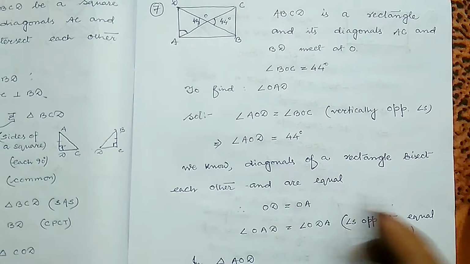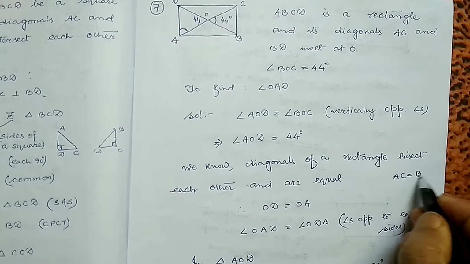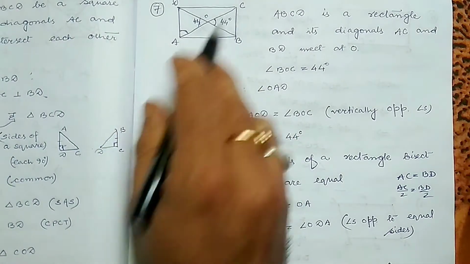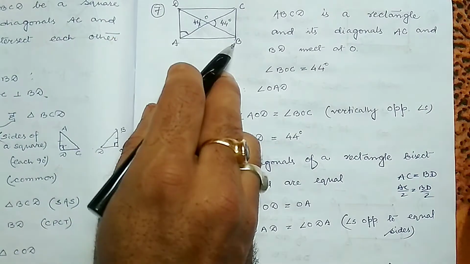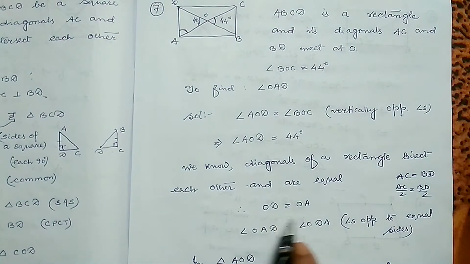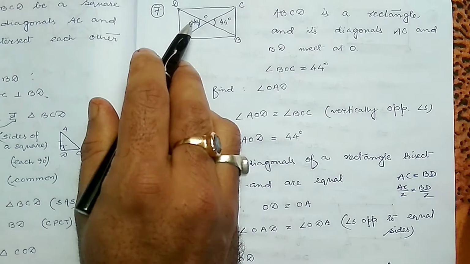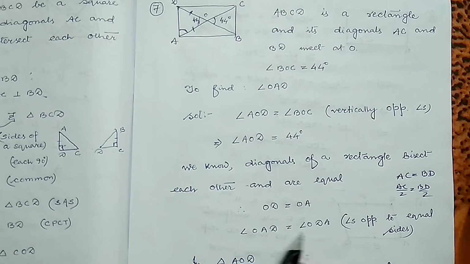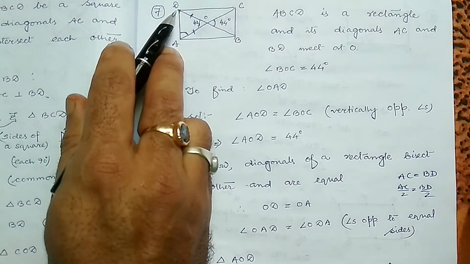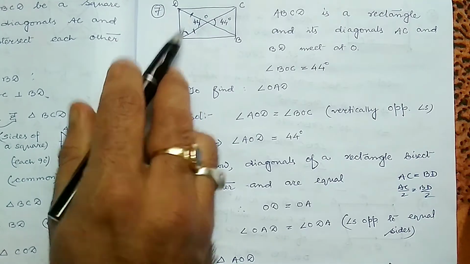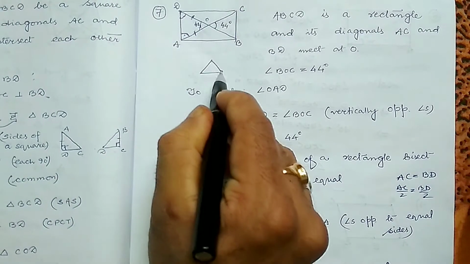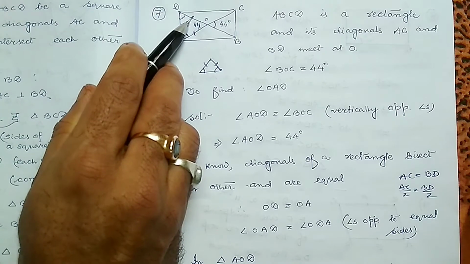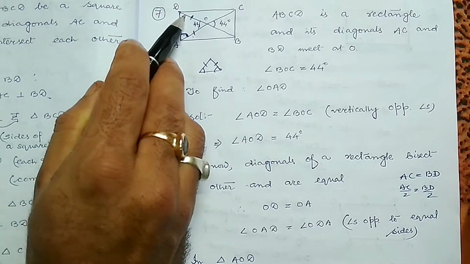So directly we are using the property that diagonals of a rectangle bisect each other and are equal. So since AC equals BD, AC by 2 will equal BD by 2. And what is AC by 2? AC by 2 will be OA, and BD by 2 is OD. So directly we are writing OD equals OA. Clear? So here this side equals this side. Since these two sides are equal, their opposite angles must be equal. So angle OAD and angle ODA, these two angles must be equal. In a triangle, if two sides are equal, their opposite angles are equal.